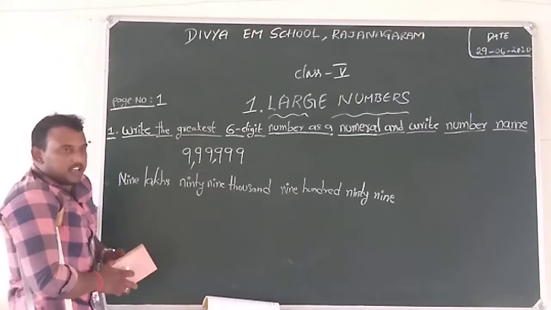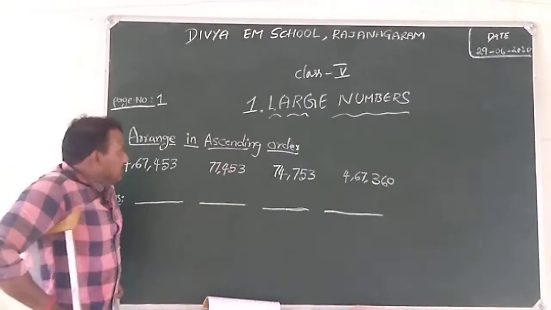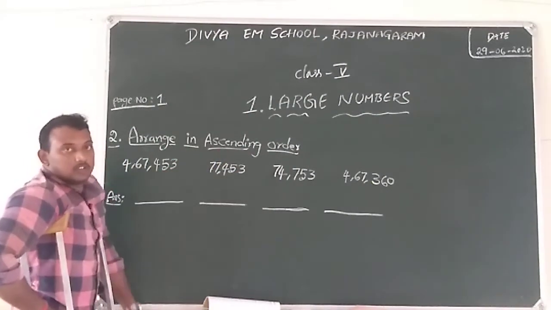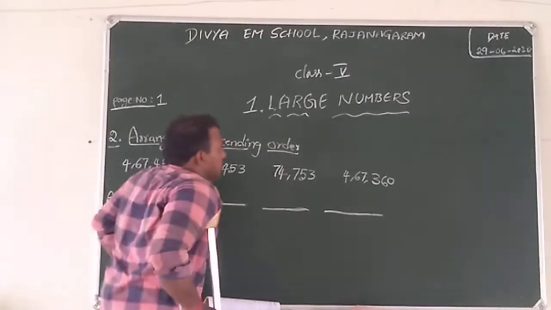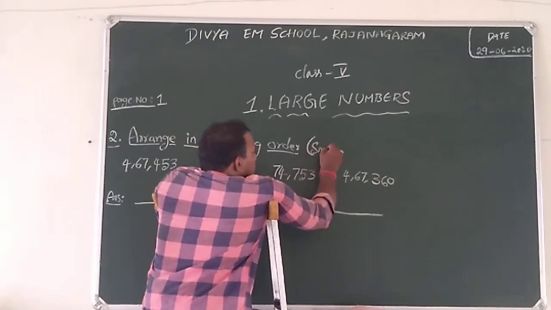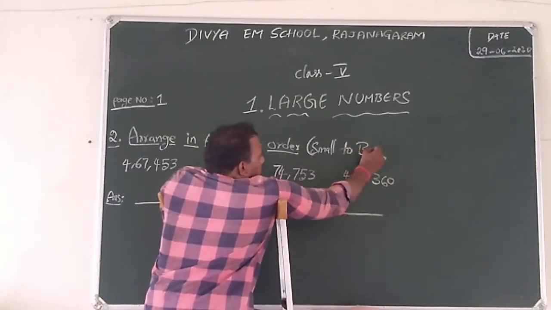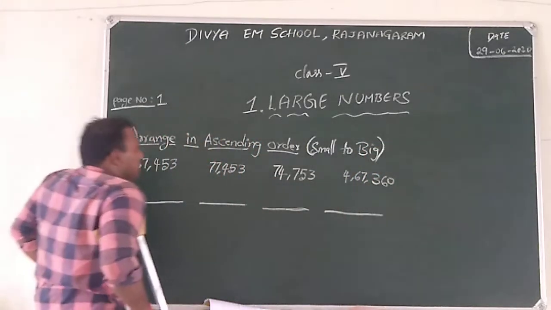Second, ascending or descending order is given. Let's move to the second question: arrange in ascending order. I already said that ascending order means small to big. You need to write the small number first and then the big numbers.